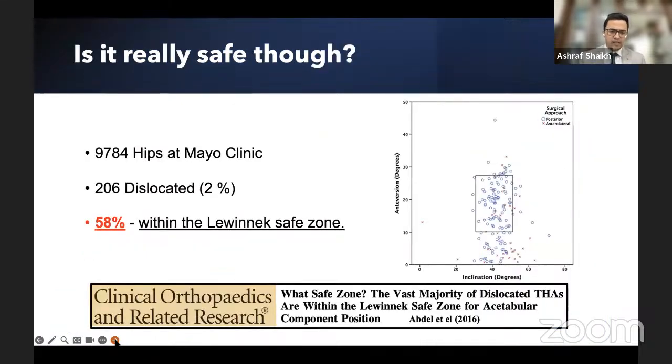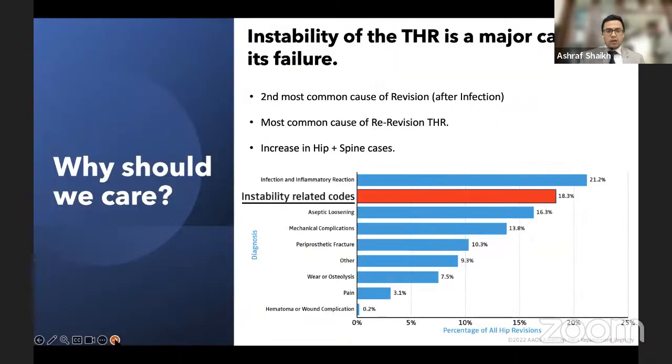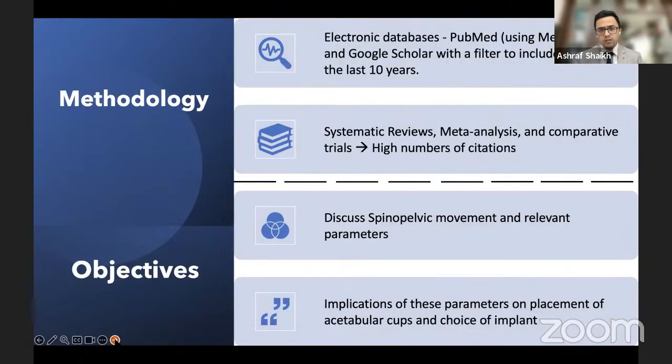However, in the last few decades, a lot of studies have come up, especially the one in CORR, where they analyzed around 10,000 hips at the Mayo Clinic. The rate of dislocation was around 2%, and they found that 58% of these hips were actually within the Levinek safe zone, which makes us understand that there is some other factor responsible for this as well. Instability of THR is actually a very major cause of its failure. 1 out of 5 hips that we are revising is because of some kind of instability or dislocation related complications.